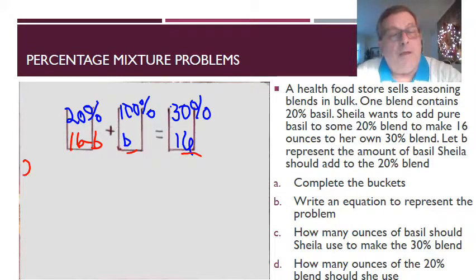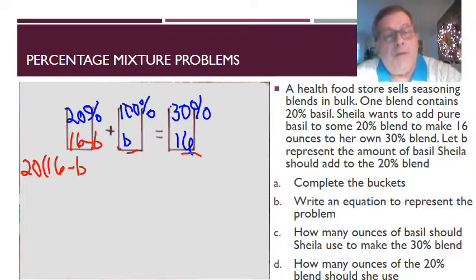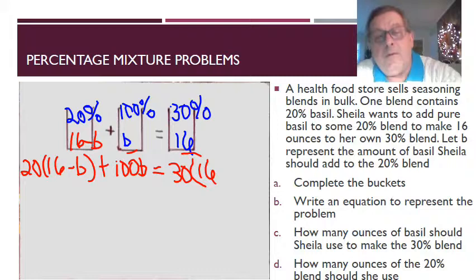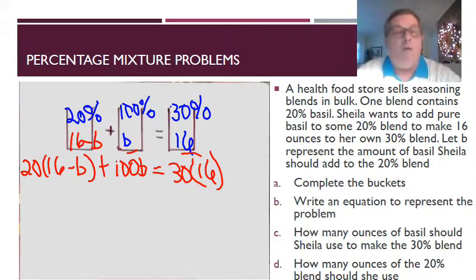So let's see. I've got 20 times 16 minus B plus 100B equals 30 times 16. Okay, so there I've written my equation. All I did was just take my information from my buckets and fill out my equation. Now, how many ounces of basil, she's talking about the pure basil, should Sheila use to make the 30% blend? That's why we set the variable to B.